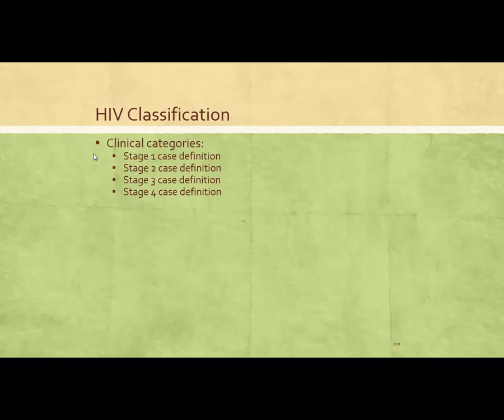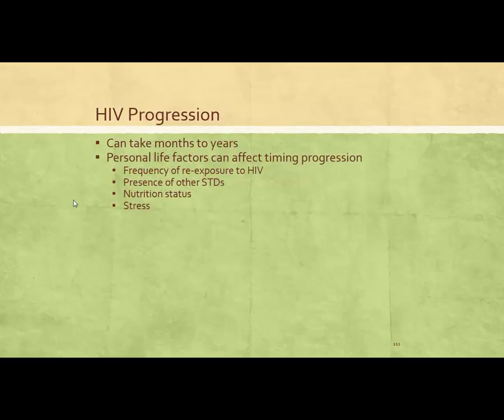And then stage 4 is any person that has an HIV infection, but we don't have any information regarding their CD4 count. So really when we're talking about HIV, we have to take into consideration the patient's CD4 T cell count as well as the viral load.